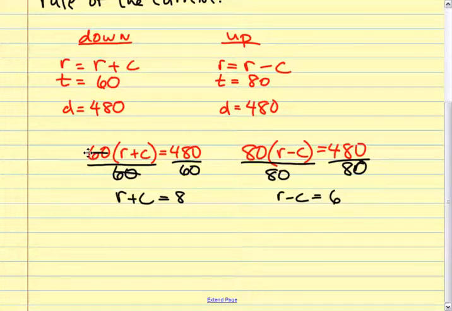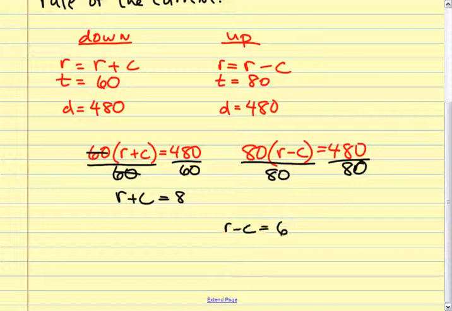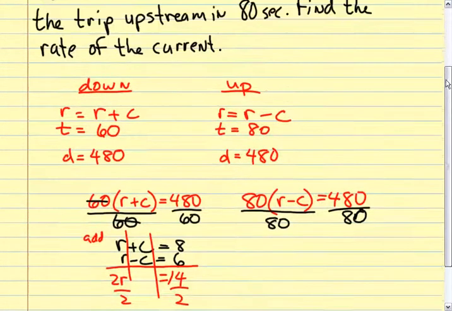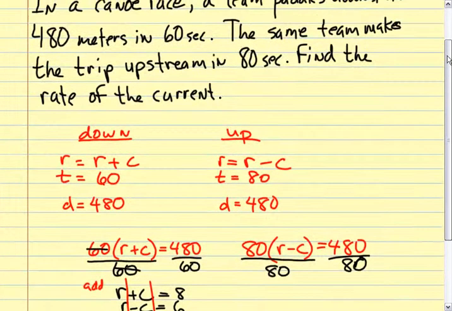Now, we've got a system of equations. It looks like adding and subtracting would be the easiest thing to do. Just put one right above the other. I like dividing these things up into 3 columns. I'm going to get rid of the C's, so I'm just going to add, okay? So R plus R is equal to 2R, and 8 plus 6 is equal to 14. Divide by 2, and the rate is equal to 7. Now that's the rate that they're paddling, but it says find the rate of the current.